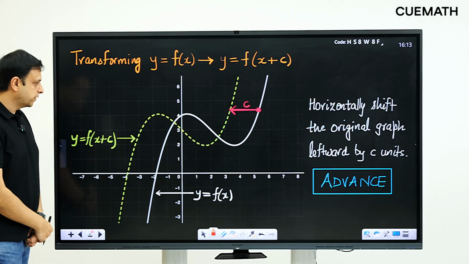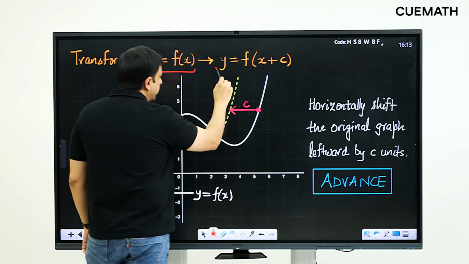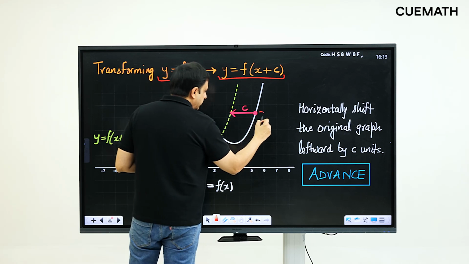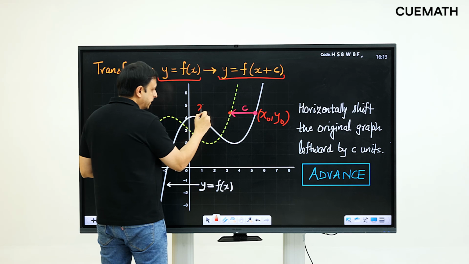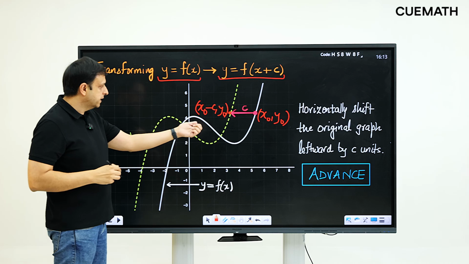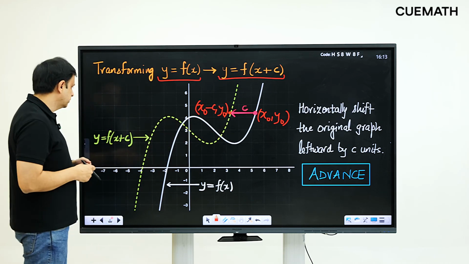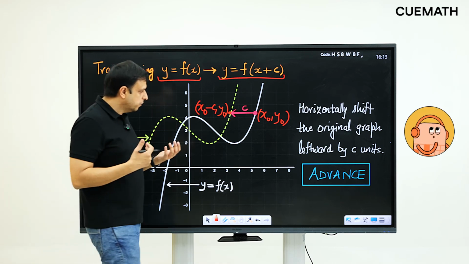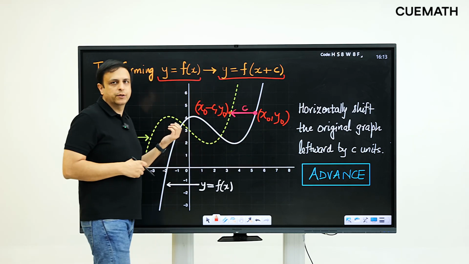Let us summarize what we saw. So, if you are transforming y equal to f of x to y equal to f of x plus c, what that really does is it sends every point x naught comma y naught on the original graph to the corresponding point x naught minus c comma y naught on the new graph, and therefore, this means that the entire graph will shift horizontally leftward by c units, and that will give us the new graph f of x plus c. And you can think of this as an advance of the original graph. So, the original graph is advancing by c units towards the left.